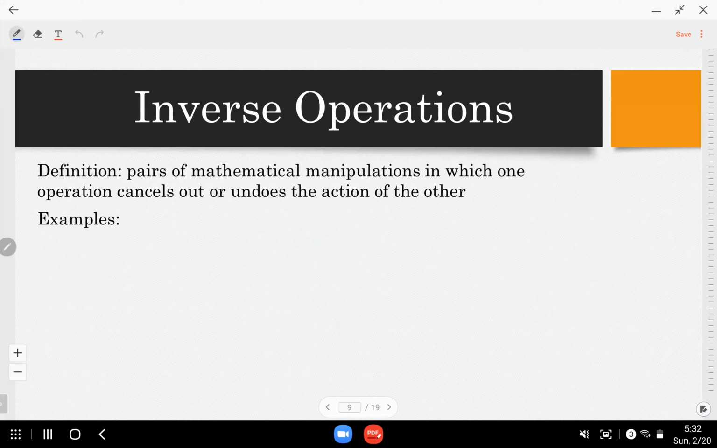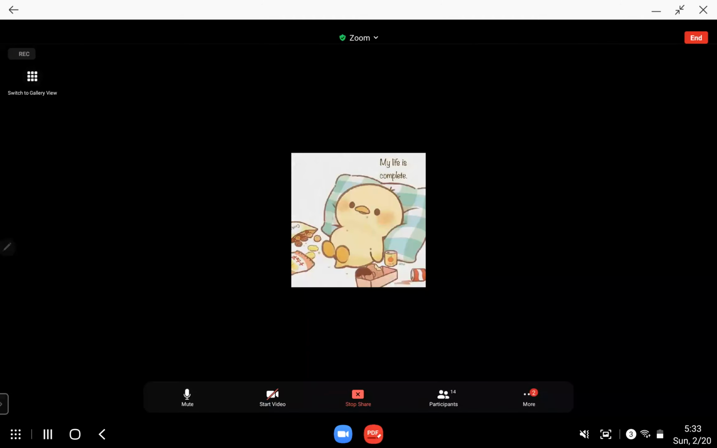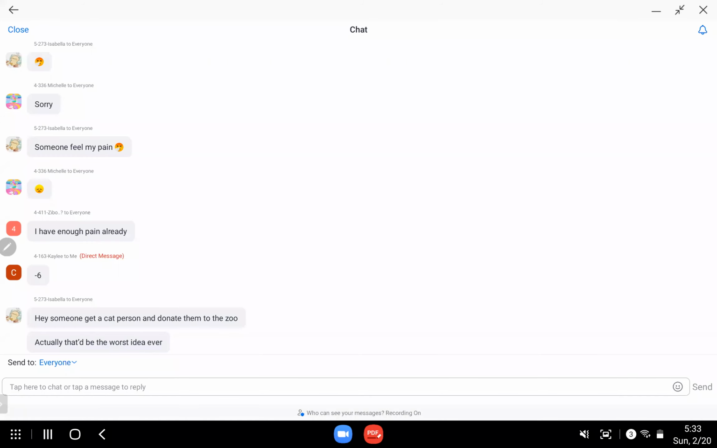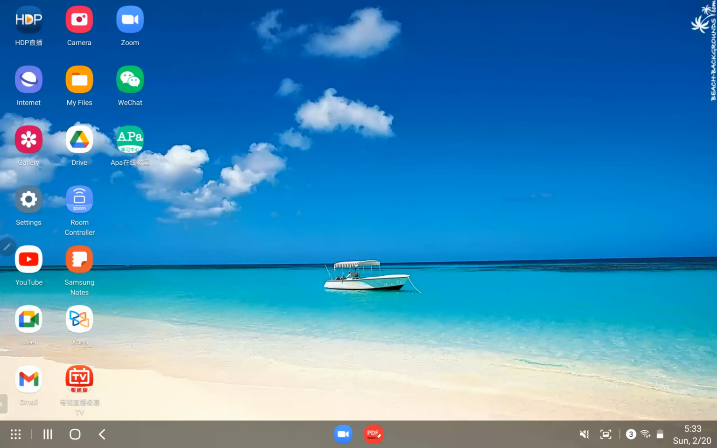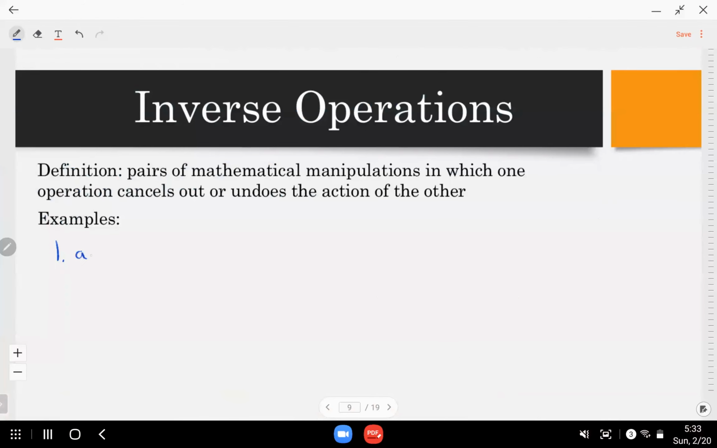Okay, so now let's go to review inverse operations. Not that you guys don't know it or anything, but today is a review lesson. So for those who remain unclear on the subject, let's review it for them. The definition of inverse operations: pairs of mathematical manipulations in which one operation cancels out or undoes the action of another. Give me examples. Addition and subtraction. Multiplication and division. Exponents and roots.